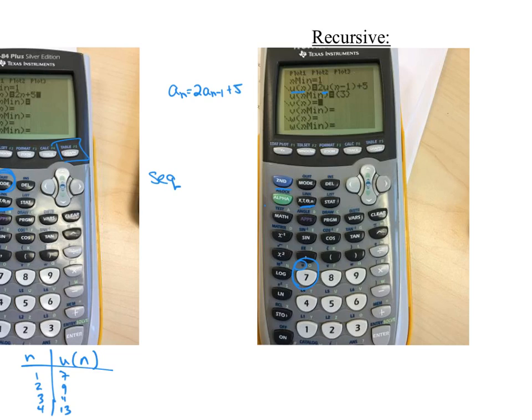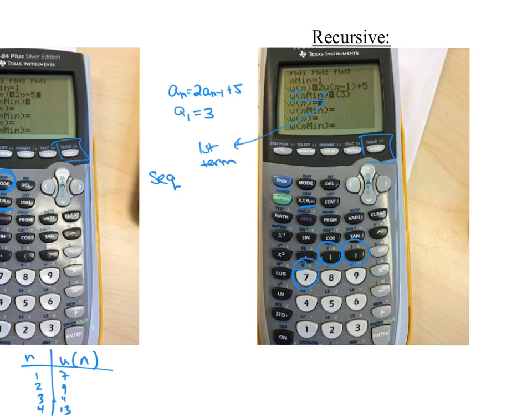The one thing that you have to be careful of is that in our recursive definition, we always have that first term, a1 equals 3. So you have to enter the first term where it says U n min. That'll be your first term. And you need to put these curly brackets in, which you find over your normal parenthesis. So you'll enter the curly bracket, you'll enter the 3, you'll enter the other curly bracket, and then you'll be able to go to your table by hitting second and the graph button to check that you did everything correctly.